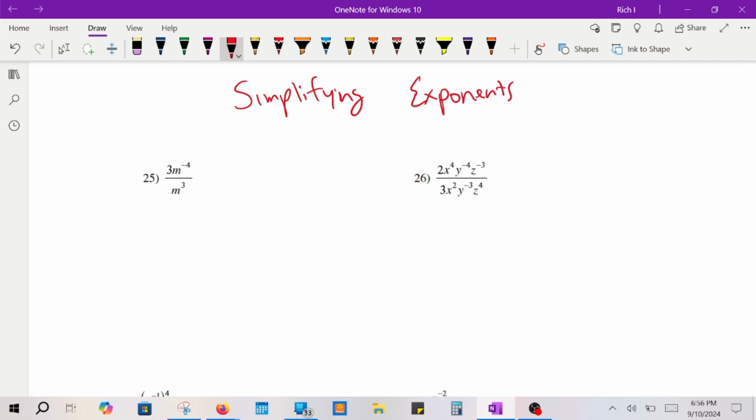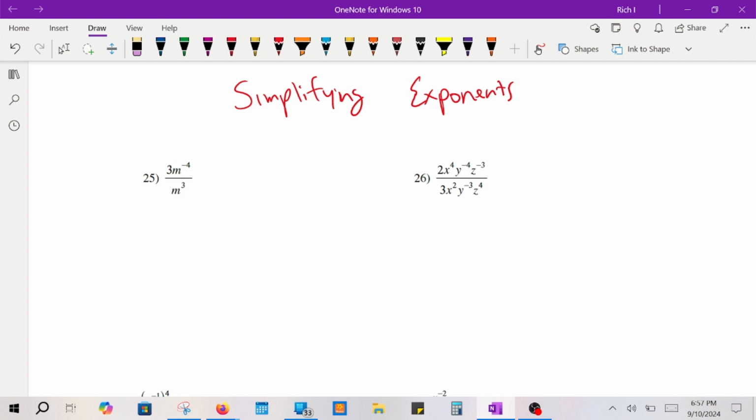Okay, so I think the key here is just recognizing what kind of exponents you have, if they're negative or positive and things of that nature. But let's start off with a very simple one. So let's look at number 25. For 25, there's nothing we have to do with the numbers. The 3 is all by itself. There's nothing being multiplied or divided, so we're going to leave the 3 alone. But let's focus on the m's. We have an m to the minus 4 and we have an m to the minus 3.